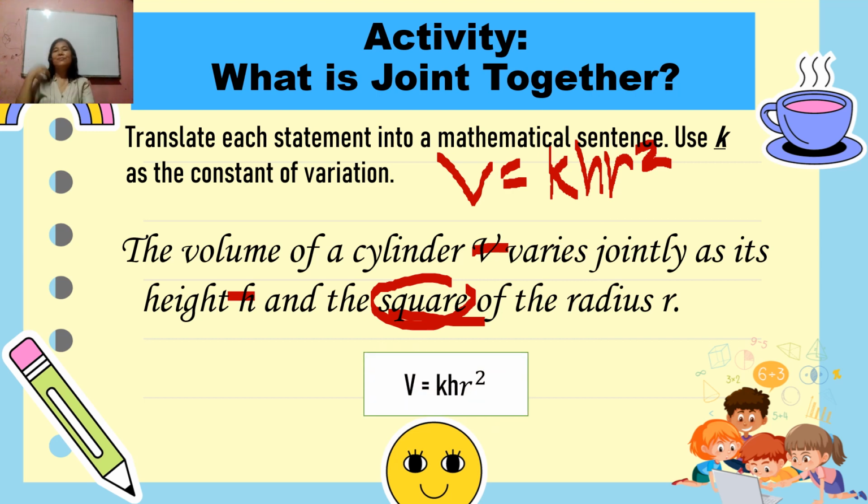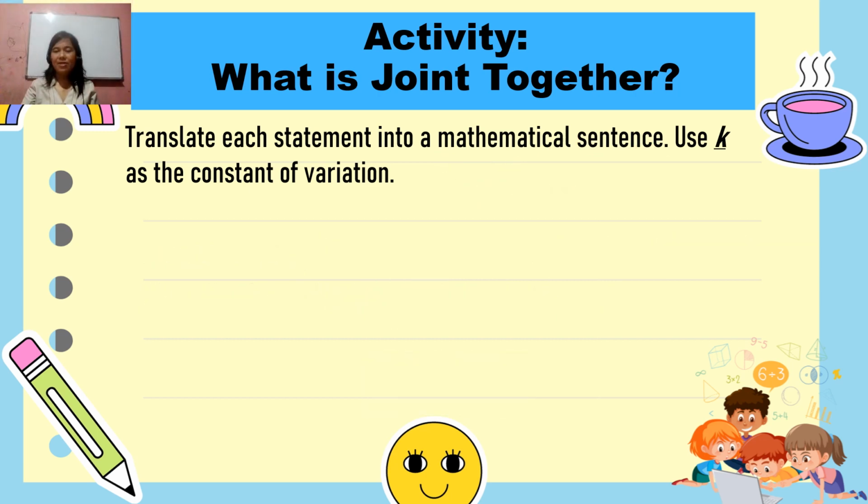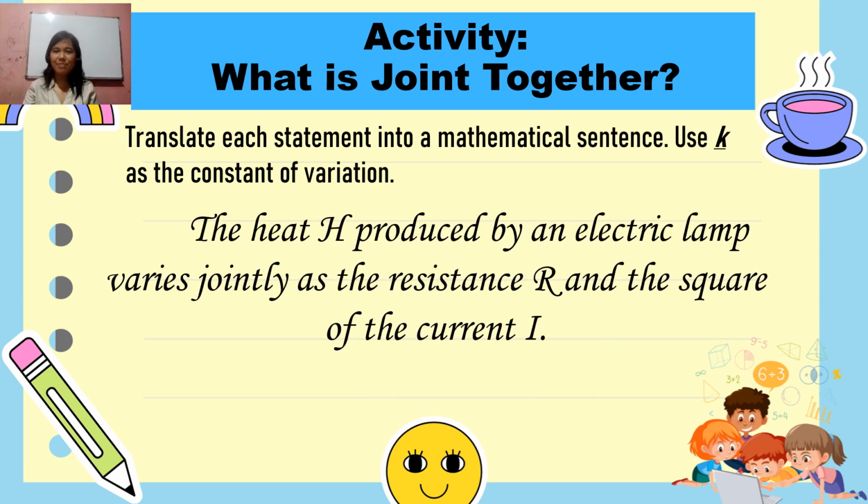Okay, so yun. Next, another example. The heat H produced by an electric lamp varies jointly as the resistance R and the square of the current I. Ito na naman si square. Yan lang yung kailangan bantayan. Baka may square dun sa given. So here, you're going to have H equals K, tapos yung given na una, which is R. So, KR, tapos si I, of course, square nyo siya kasi merong square. So, it will become H equals KR, I squared. Right?